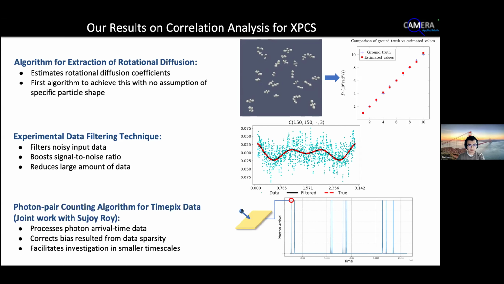Other than these, we also designed a photon pair counting algorithm for handling time-tagged detector data. In order to achieve nanosecond or sub-nanosecond timescales, ALS beamline scientists deploy time-tagged detectors for soft XPCS. One major property of such detectors is that instead of the conventional intensity curve we used to work with, these detectors record and output the photon arrival time data. This property is one of the keys to achieving smaller timescales.